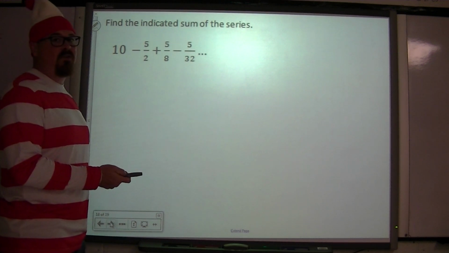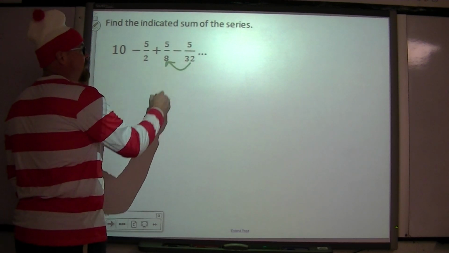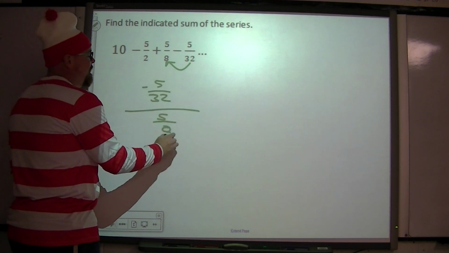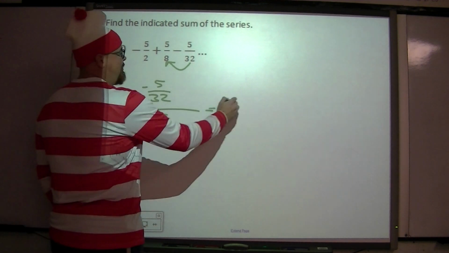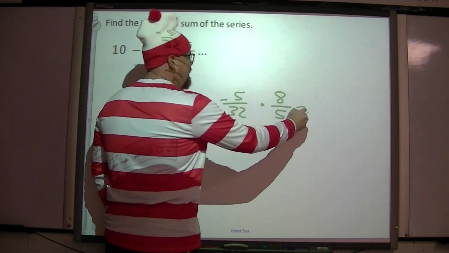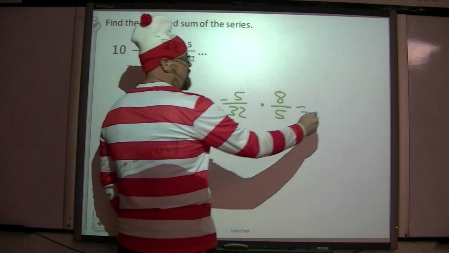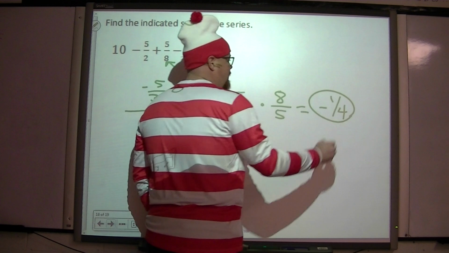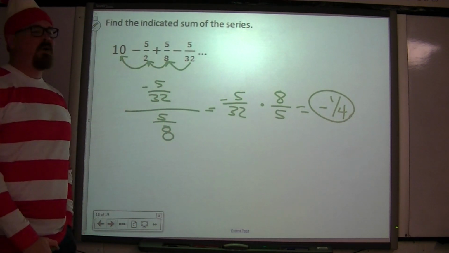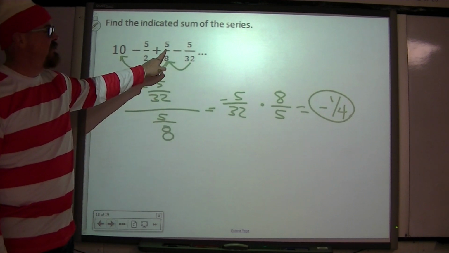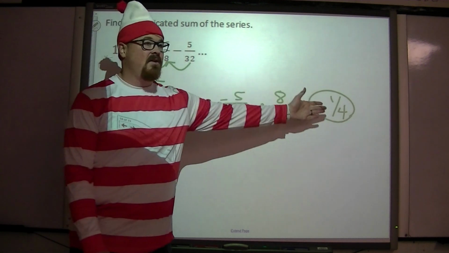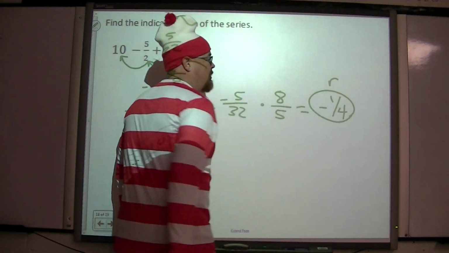The only way to know for sure is to divide backwards, right? Negative 5 over 32 divided by 5 over 8, right? So this is negative 5 over 32 times 8 over 5. And if you do a little presto changeo here, you're going to get negative 1/4, right? And in the interest of saving time, just take my word for it. If you divide this by this, we get negative 1/4. If you divide this by this, what are we going to get? Negative 1/4. So we have our common ratio.